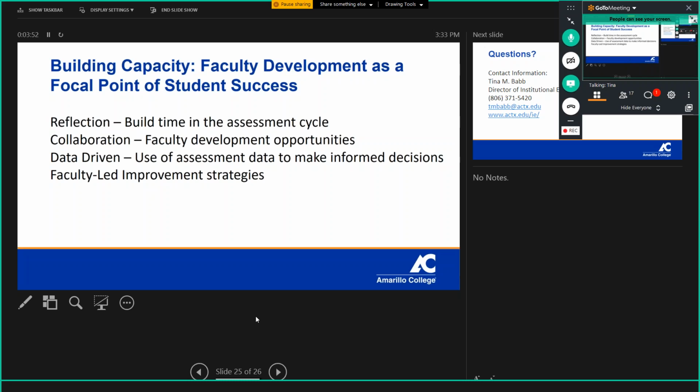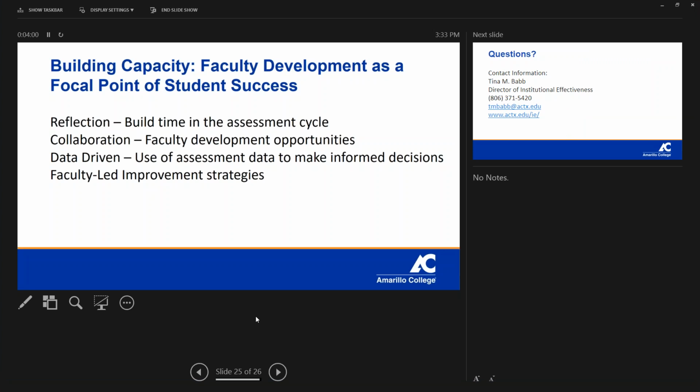We have about 200 full-time faculty, 200 part-time faculty at AC, and with this last cycle, I had about 120 of the full-time faculty involved in some phase of assessment and about 10 part-time faculty, and so that was a huge increase compared to the 20% we had when we first started.